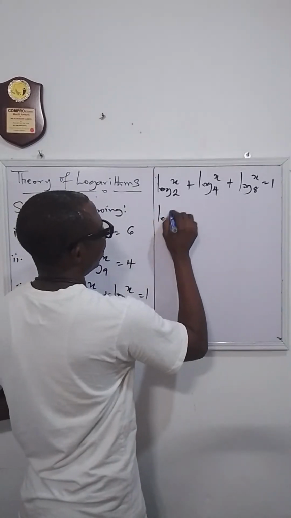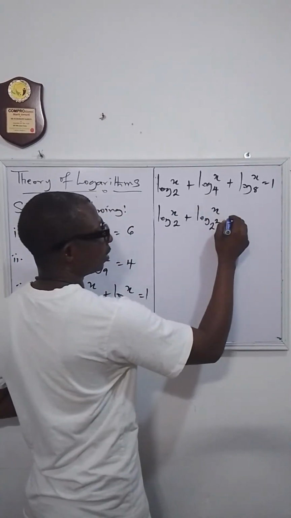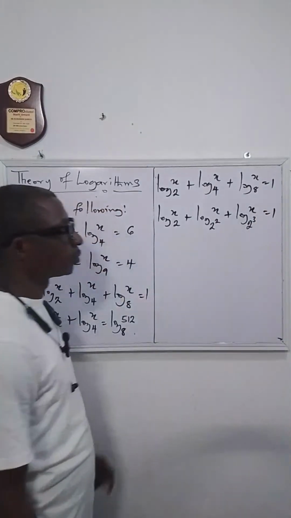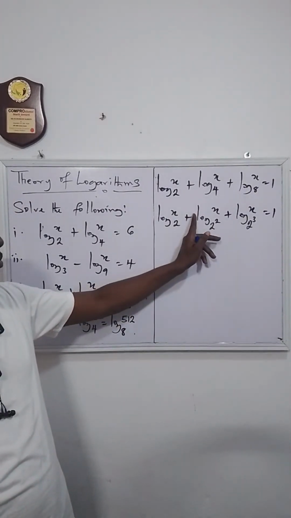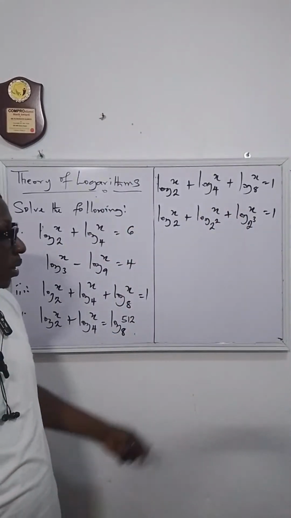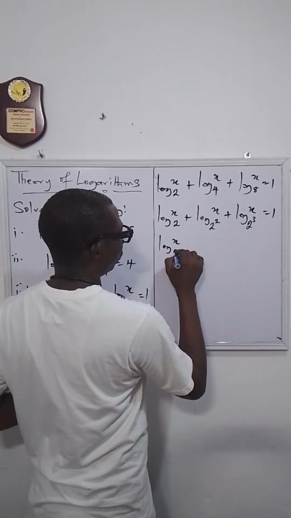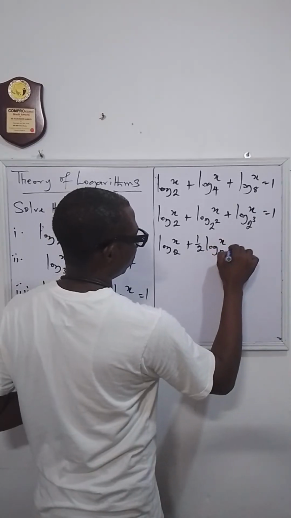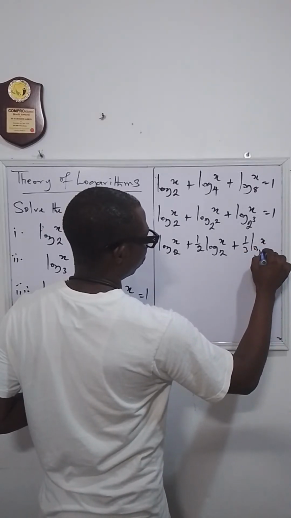So we have log of x base 2 plus log of x base 2 raised to the power of 2. That's the same thing as 4 here. Plus log of x base 2 raised to the power of 3 equals 1. All right. So the next thing now is to move the power here to this place. Don't forget, once it comes here, it becomes 1 over whatever you have here. So now this turns to log of x base 2 plus 1 over 2 log of x base 2 plus 1 over 3 log of x base 2 equals 1.